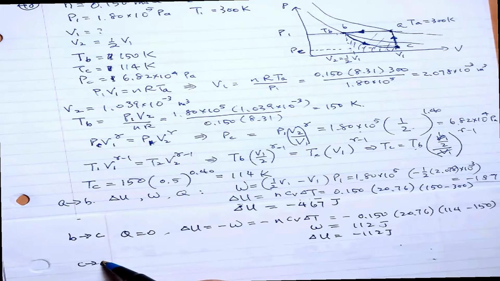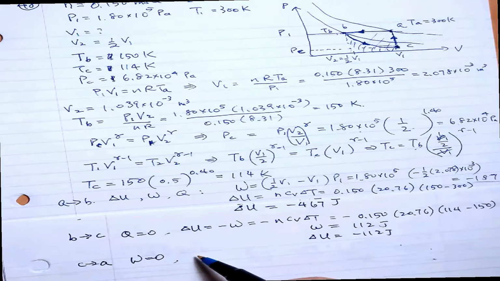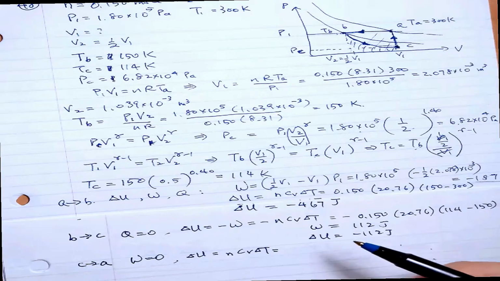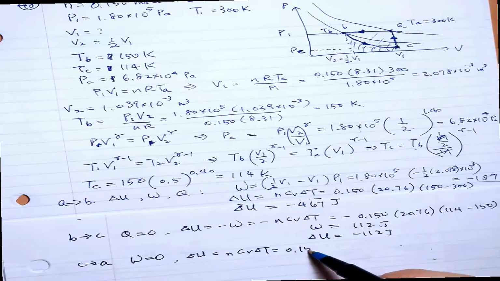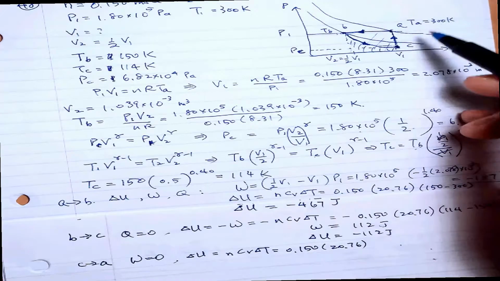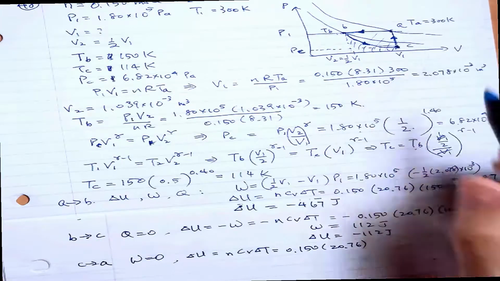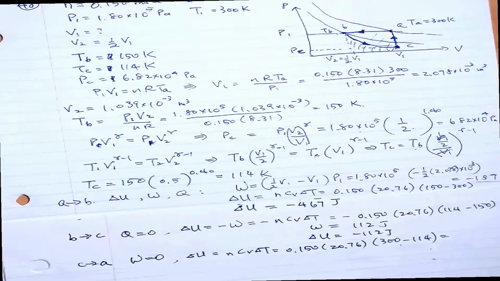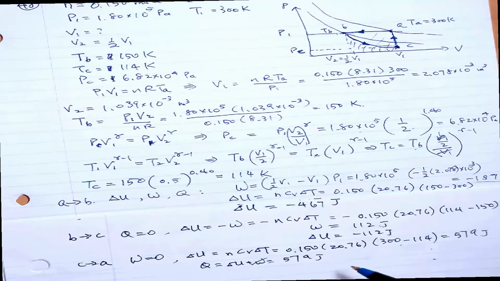And then from C back to A, which is isochoric, which means work is 0, and the internal energy, which is just N CV delta T, N is again 0.150, CV is 20.76. Delta T will be from TC, which is 114, to an end of 300. So 300 minus 114, and then multiplied by 20.76 times 0.150, we get 579 joules. And Q, which is delta U plus W, so W is 0, so Q is simply the same, 579 joules.